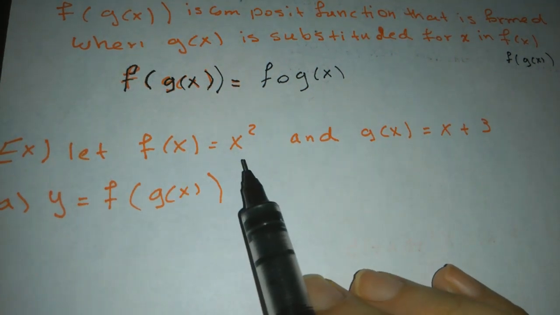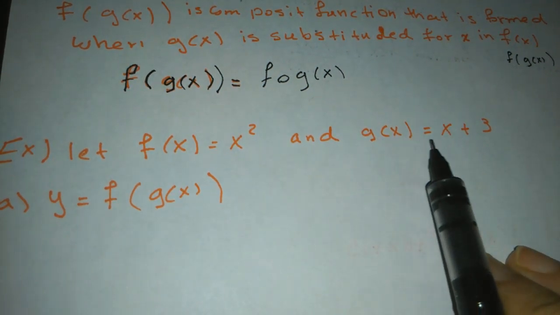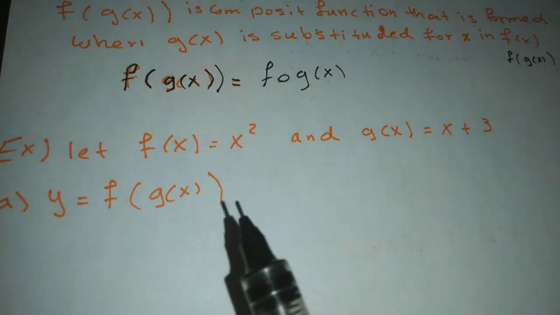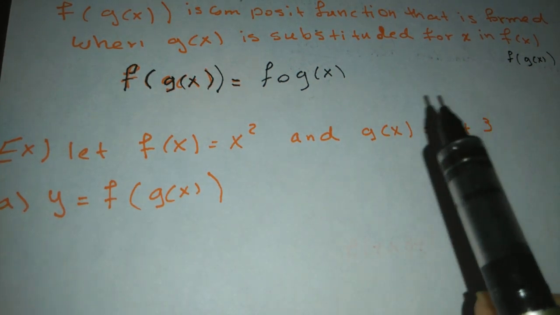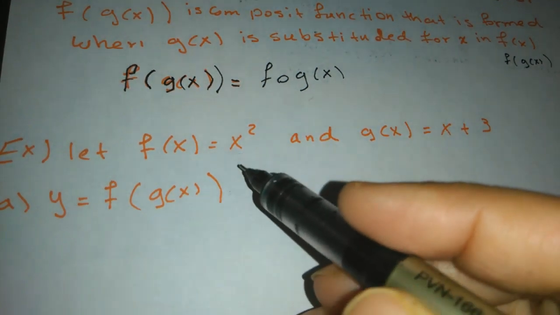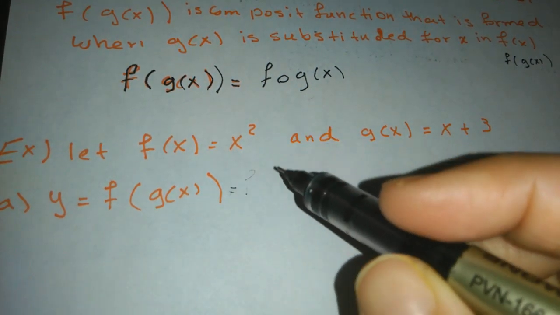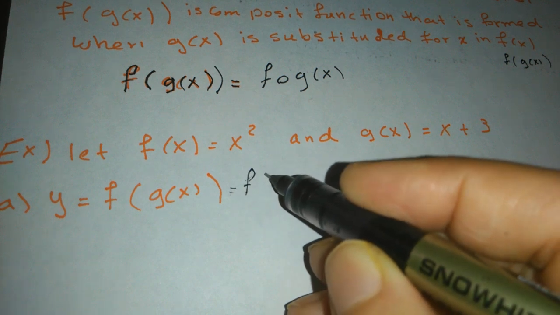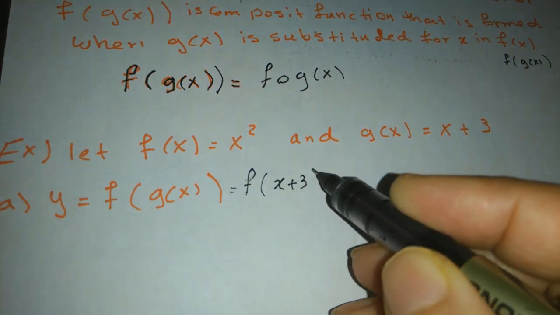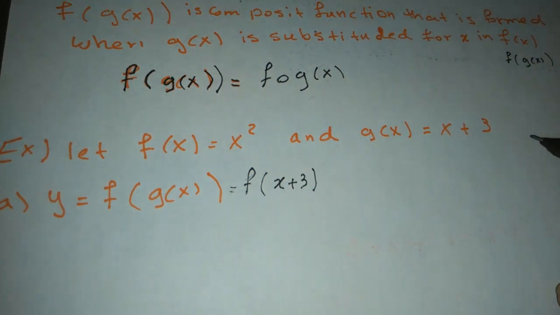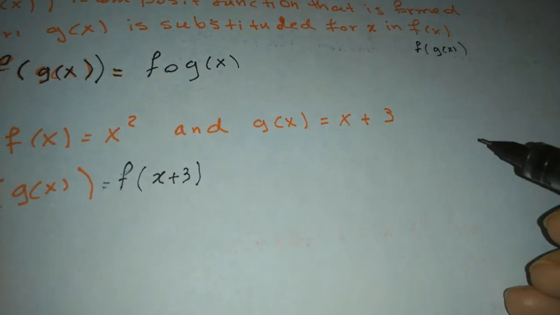f of x is x power 2 and g of x is x plus 3. I want to find f of g of x. I know g of x is x plus 3. So it means I want to find f of, since g of x is x plus 3, I just put the x plus 3 here.